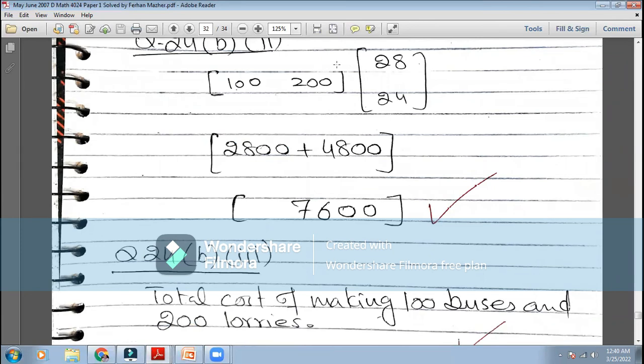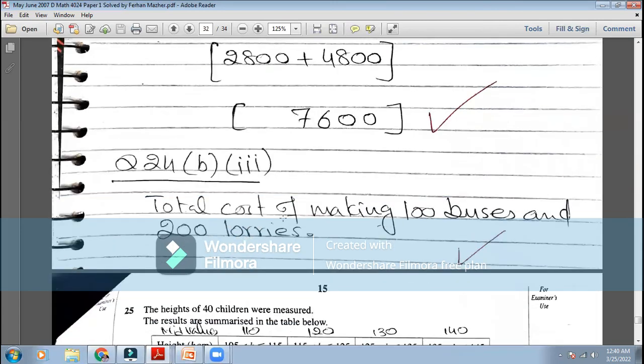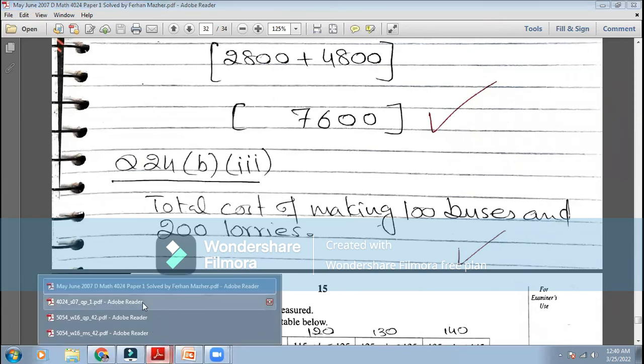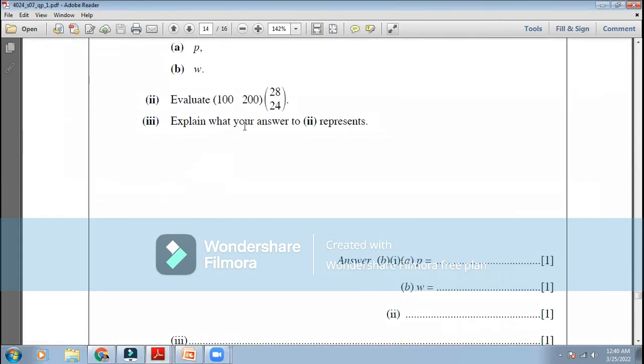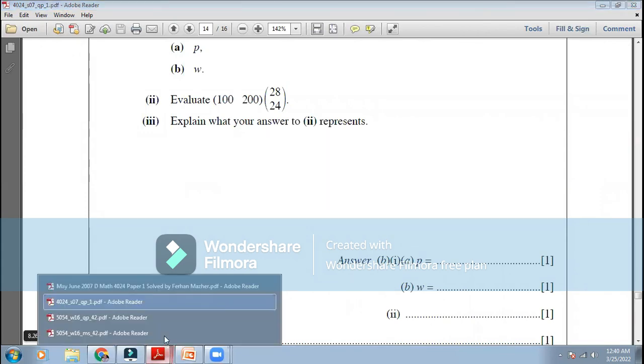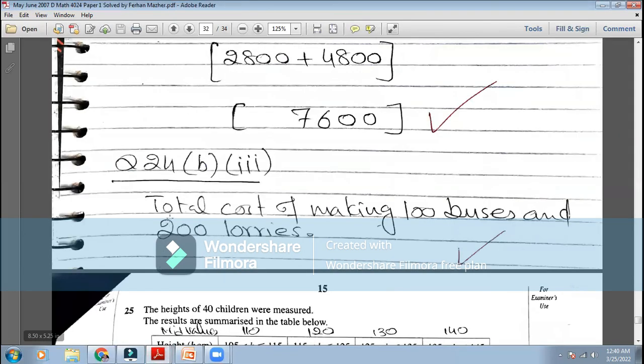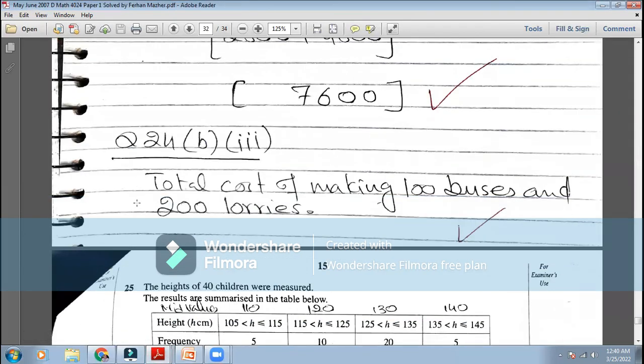So from here, I will take the row. From here, I will take the column and multiply them. 100 multiplied by 28 will be 2800 plus 200 multiplied by 24. That will be 4800. So just add them. That will be 7600. So the next question they ask is, what does this represent? Explain what your answer represents. This represents actually the price, the total cost. So this is representing basically the total cost of making 100 buses and 200 lorries.